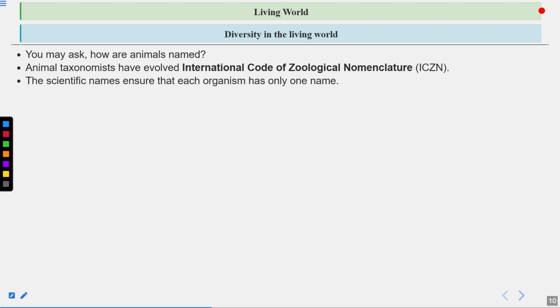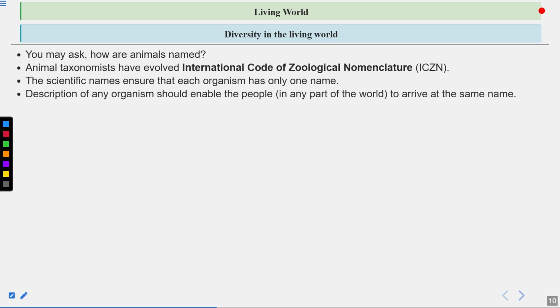The scientific names ensure that each organism has only one name all over the world. Description of any organism should enable the people in any part of the world to arrive at the same name. So this avoids confusion. By providing a scientific name to a particular organism, you can avoid confusion, and this will enable the people living in any part of the world to arrive at the same name.